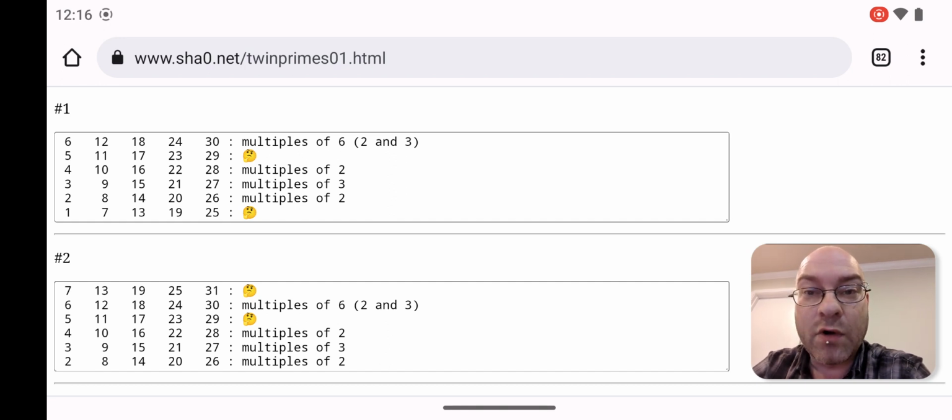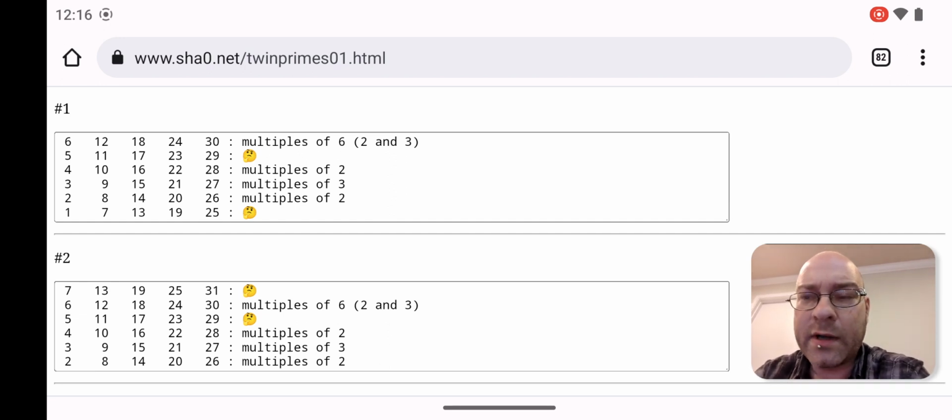And then we have another row after that, which I've added a thinking face for. And then the next row there is always going to be multiples of 2 in those slots. And the next row after that will always be multiples of 3. And then again, multiples of 2 in the next row. And then I've added another thinking face for the final row.